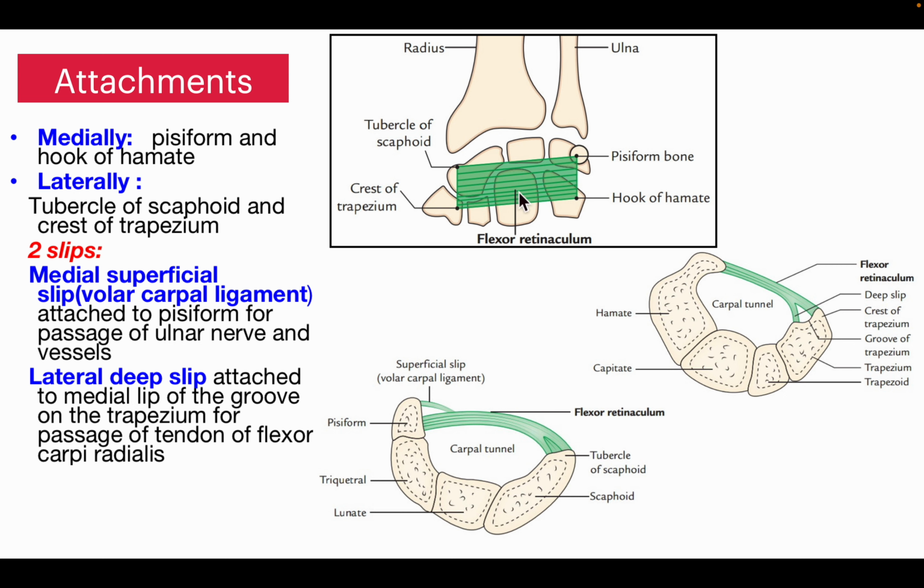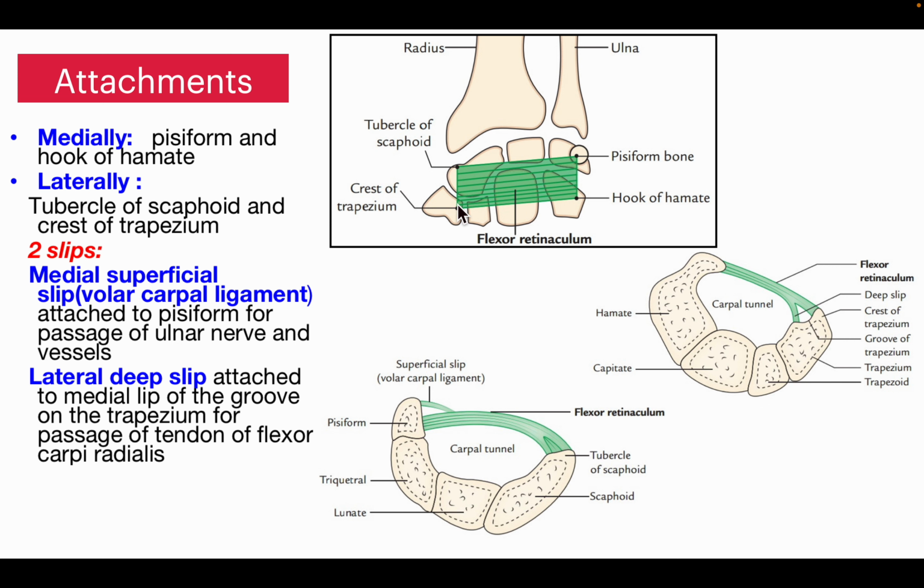Let's learn the attachment of the flexor retinaculum. We can see here in the diagram this is the radius, so this is the lateral side, while this side is the ulna, which is the medial side. Medially it is attached to the pisiform bone and to the hook of hamate. Similarly, laterally it is attached to the tubercle of scaphoid and to the crest of trapezium.